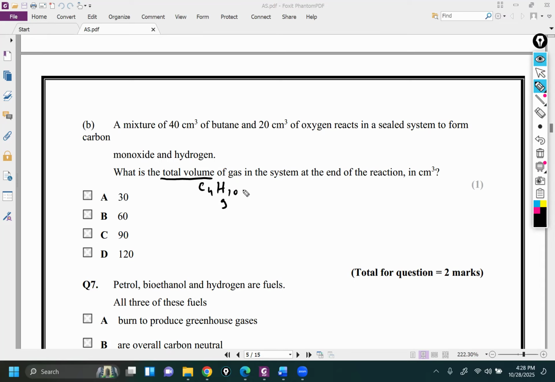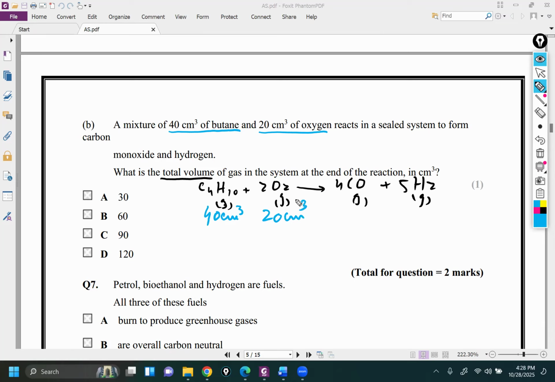So here butane was given to us. The equation is given on the previous page, but I will copy it here because we need it to write down carbon monoxide. Here hydrogen gas is also produced. This is a multiple choice question, and they mention that all reactants and products are in the gaseous state. Now, look here. They gave us 40 cm3 of butane, while 20 cm3 of oxygen. First of all, we have to find out the limiting reactant.